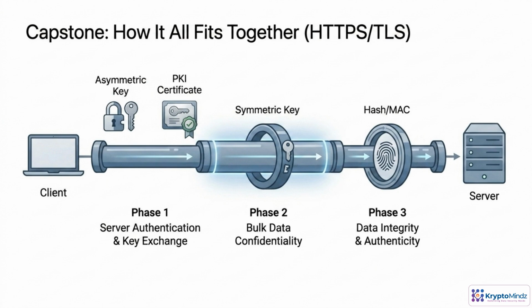HTTPS shows how these building blocks work together in practice. First, the browser uses asymmetric cryptography and the server's certificate to authenticate the server and agree on a shared symmetric key. Once that key is in place, it protects all bulk data so outsiders only see ciphertext. Finally, hashes or MACs ride along with each message, so the client and server can detect any tampering and be confident about who actually sent the data.